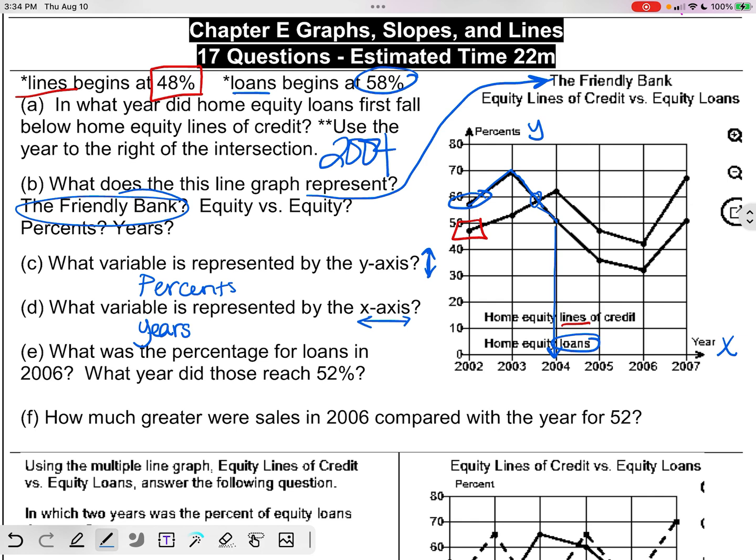And then part E. What was the percentage for loans in 2006? So still looking at loans, that little blue mark that I had made, 2006 would give us, I'm going to say 32%.